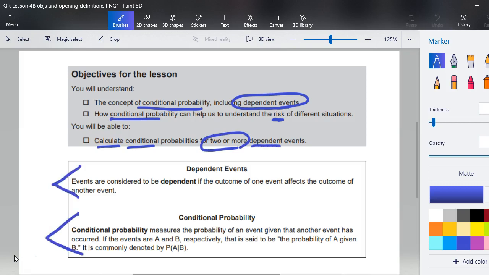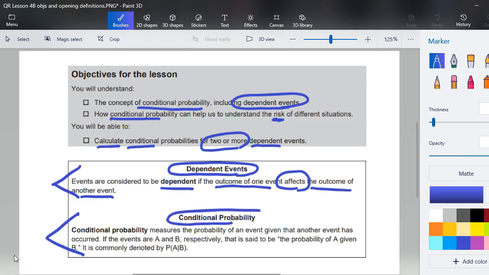On your glossary that you've started or flashcards or however you're keeping up with vocabulary words, here are some that you need to add. Dependent events. Events are considered to be dependent if the outcome of one event affects, impacts, makes a difference in the outcome of another event. Conditional probability is the measure. It measures the probability of an event given that another event has occurred. It's conditional. It's based on some conditions.